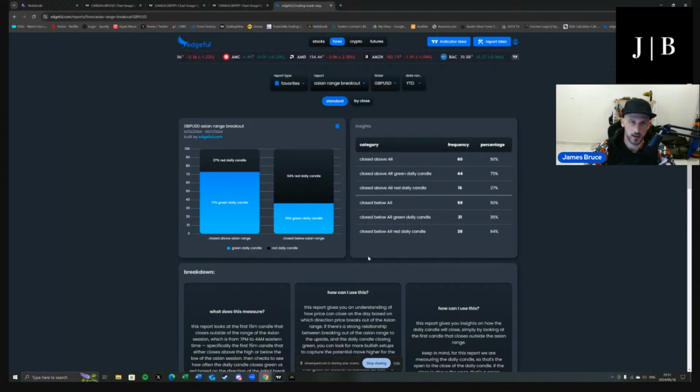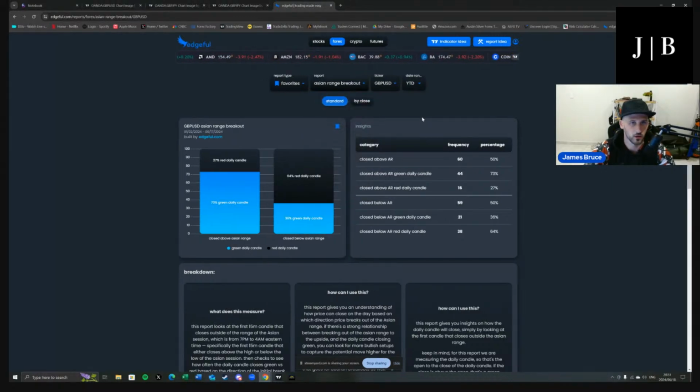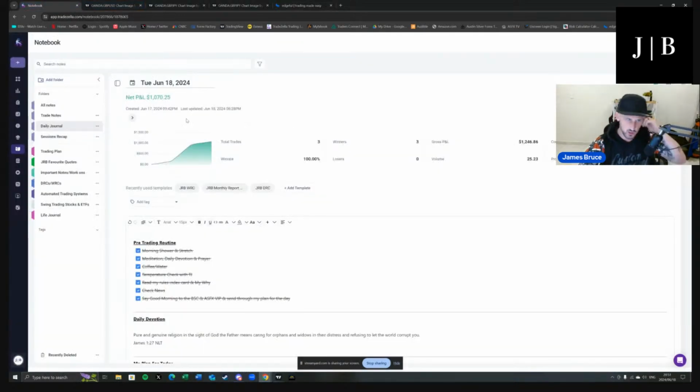So yeah, I love Asian range breakout, previous day's range, and opening week range. Those three would be my favorite that I do use on Edgefill personally. But yeah, as I said, when bullish, trade towards previous day's high, when bearish, trade towards previous day's low. But I appreciate you all being on. It was a solid trading day, as you can see. Nice trading day on the Tuesday.